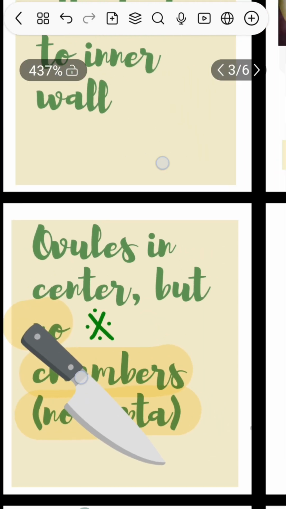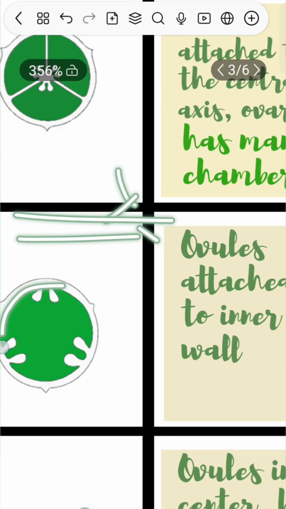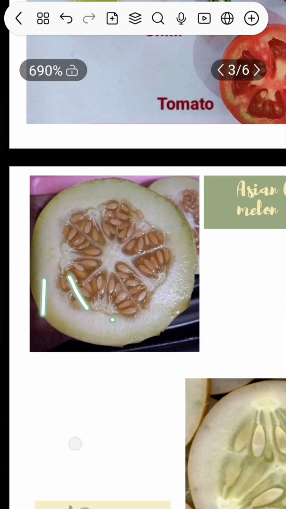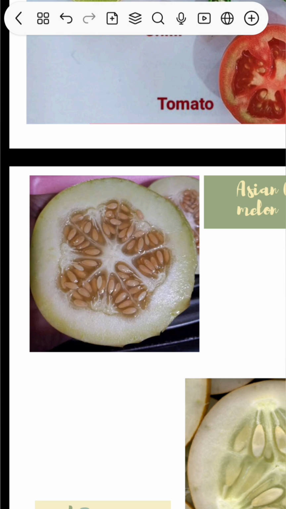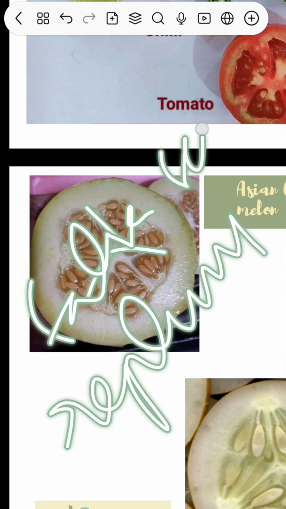If you see a false septum, right, you can see the false septum over here. So in the parietal, you see the chambers, right? This is the original, this is how it is. From the inner wall, the seeds are present. You see the real fruits or vegetables like this. This is due to a false septum called replum. These are false septum.